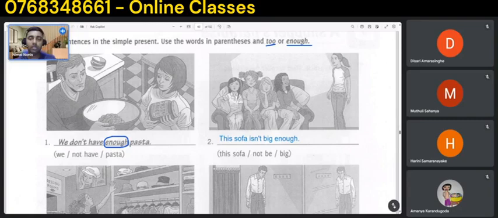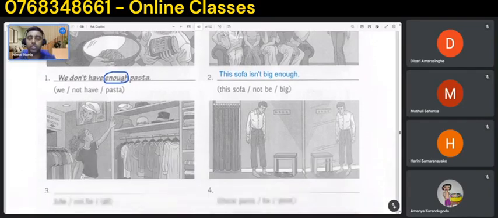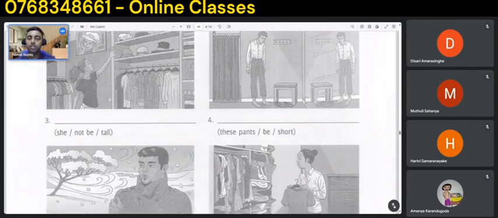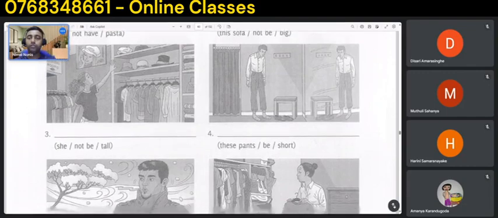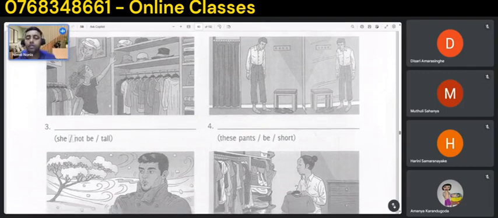Okay, since we have learned this part, students, third one and the fourth one. Can you all study the pictures and use the words in the parentheses and then write the correct answers for question number 3 and question number 4, and send me the answers in the Google chat.